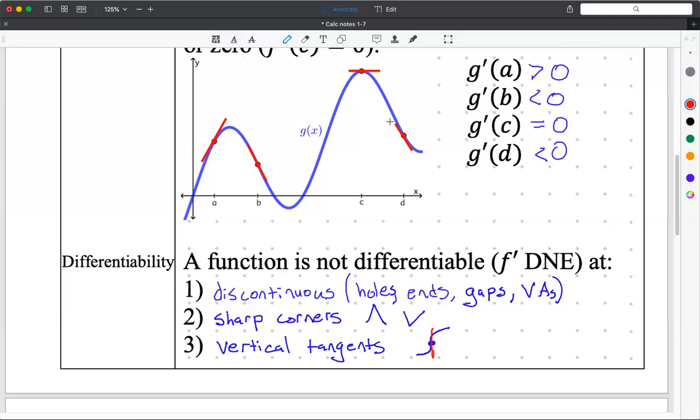Let me try this one. A function is discontinuous at holes, ends, gaps, and vertical asymptotes. Okay, we'll get those better in the future.